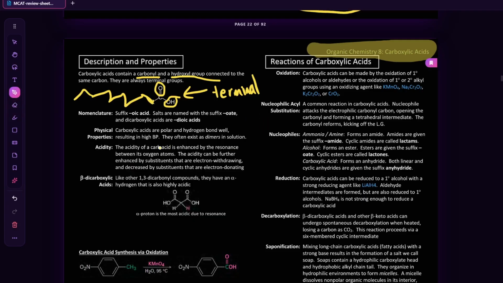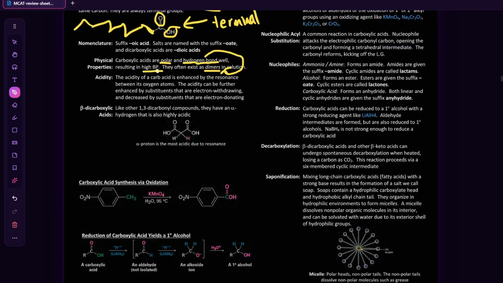All right, so for physical properties, carboxylic acids are polar and they hydrogen bond extremely well, and both the OH and the carbonyl oxygen can participate. That gives them very high boiling points, even higher than alcohols, because in solution two carboxylic acid molecules will often pair up to form dimers, each one donating and accepting a hydrogen bond. Because we know hydrogen bonds are so strong, that makes for very high boiling points. BP is boiling point here.